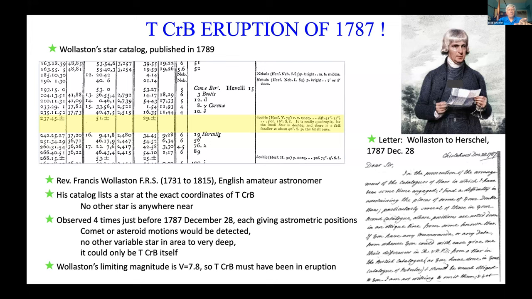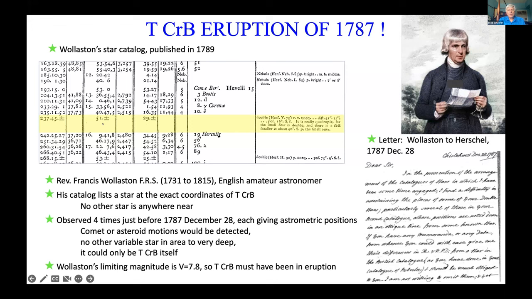It got published in 1789, but the book went to press in 1788, and it shows a star. Just one entry in here without too much comment. This turns out not to matter much. The position, we know from Wollaston's letters that Wollaston measured the position of this star four times, or maybe more.